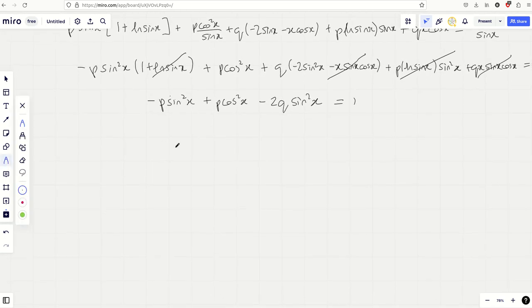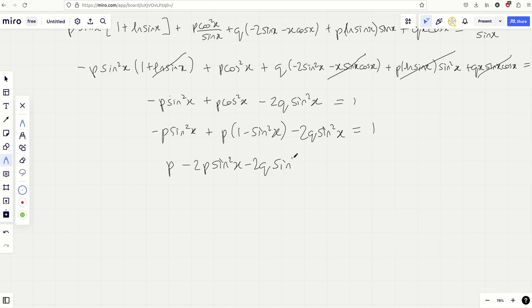Okay, if I write cos squared x as 1 minus sine squared x, let's see if that does the trick. Well, we end up with a p at the start, which is good because I think that's what we wanted. And then we're going to have minus p sine squared x minus p sine squared x. Well, that's minus 2p sine squared x minus 2q sine squared x equals 1.